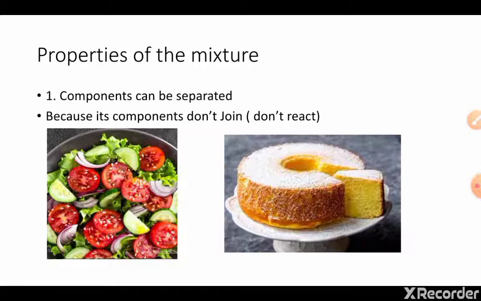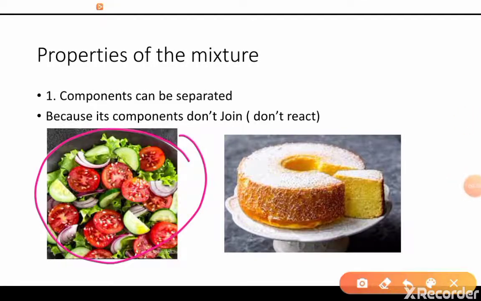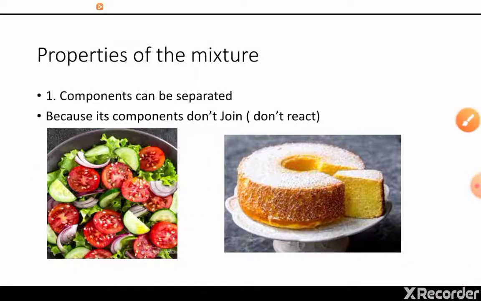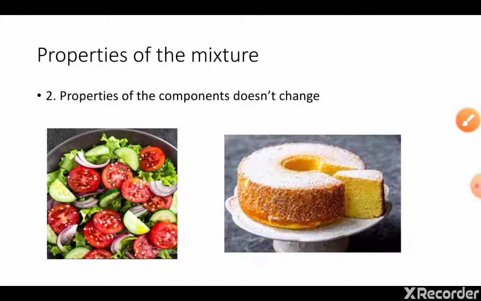Number one, in the fruit salad or in the vegetable salad, the components can be separated easily. I can get them back again as they were. I can take the tomato again. But in the cake, I can't take out one egg or a cup of milk again. Okay, all the components joined in the case of the cake. The components joined and reacted. But in the fruit salad or in the vegetable salad, the components don't join together. Okay?